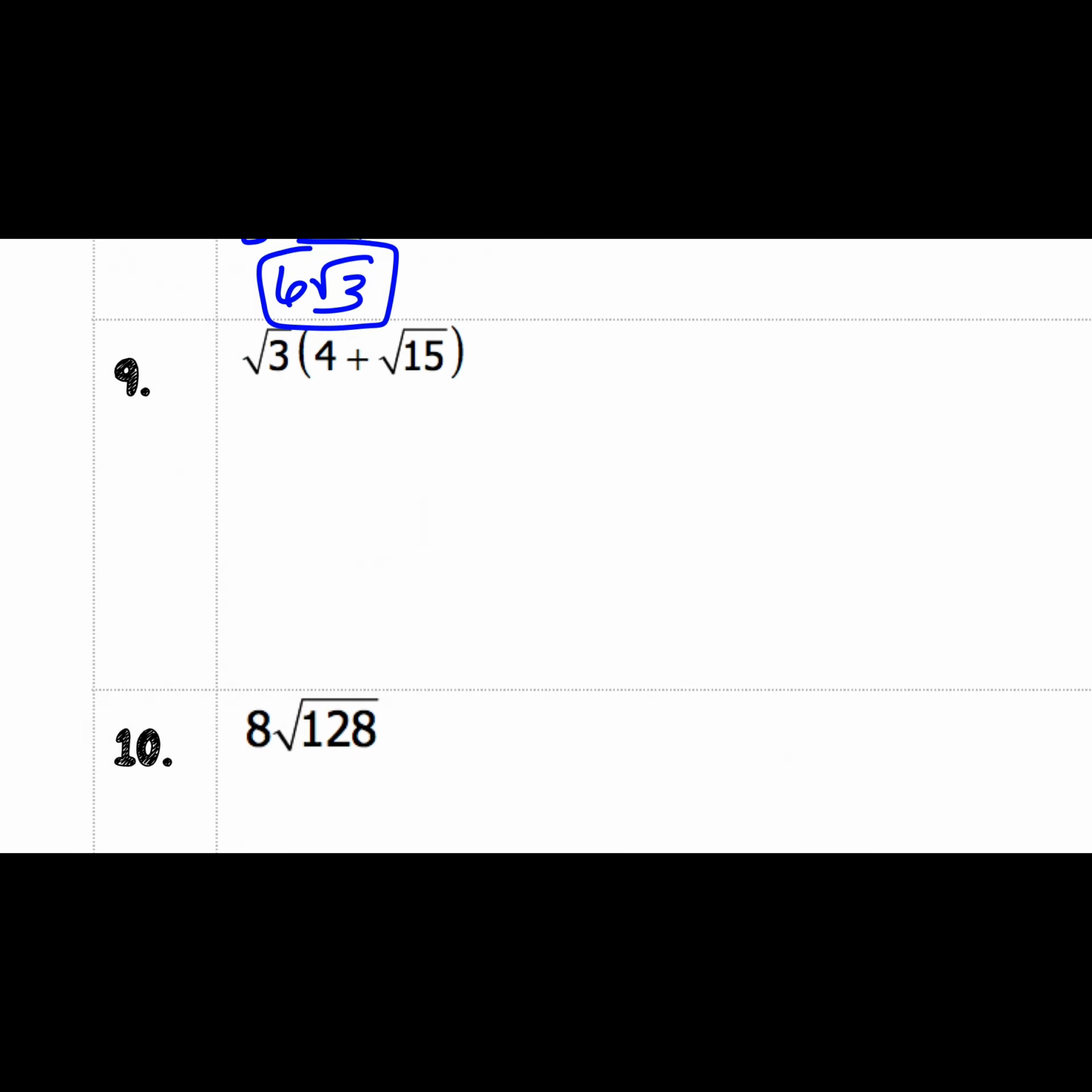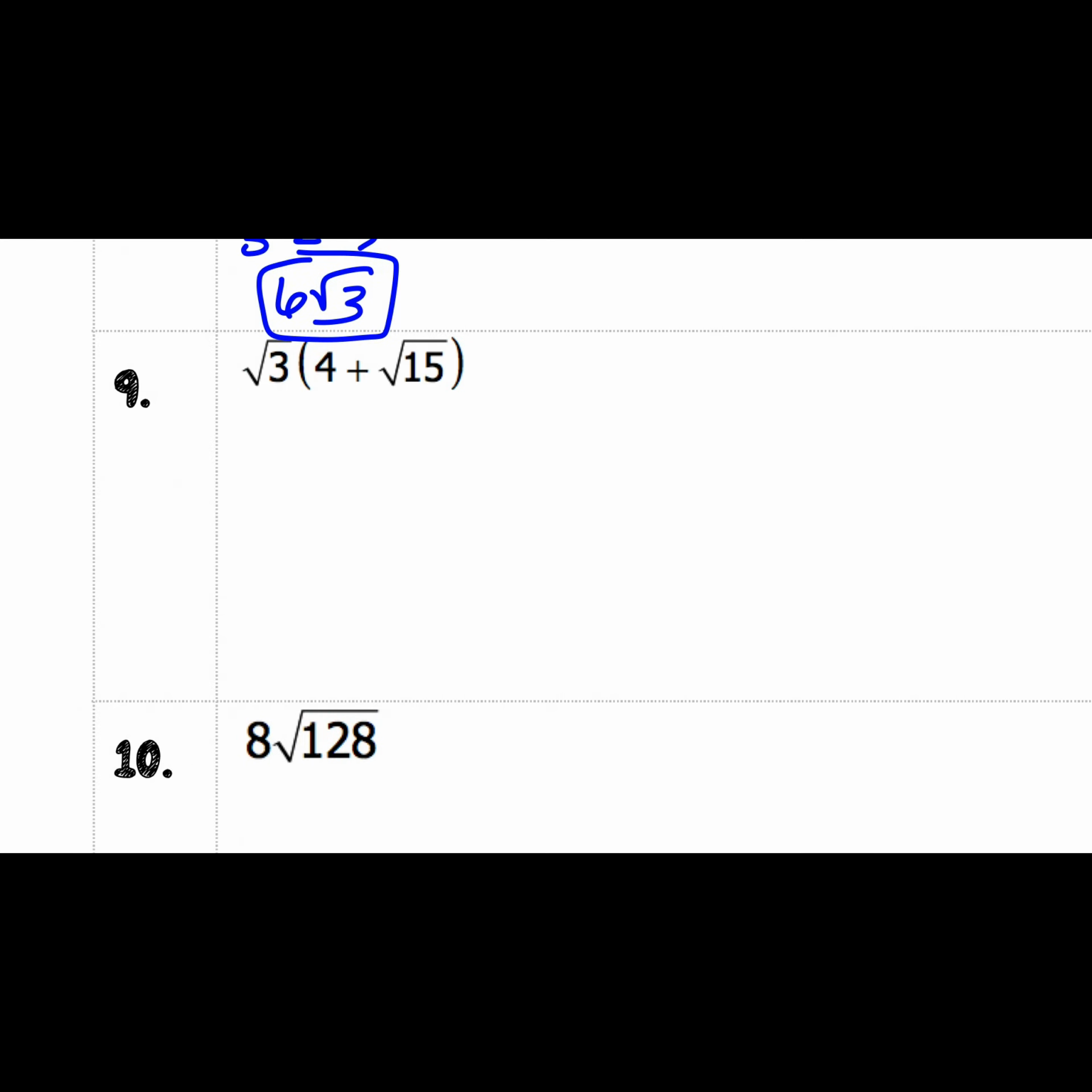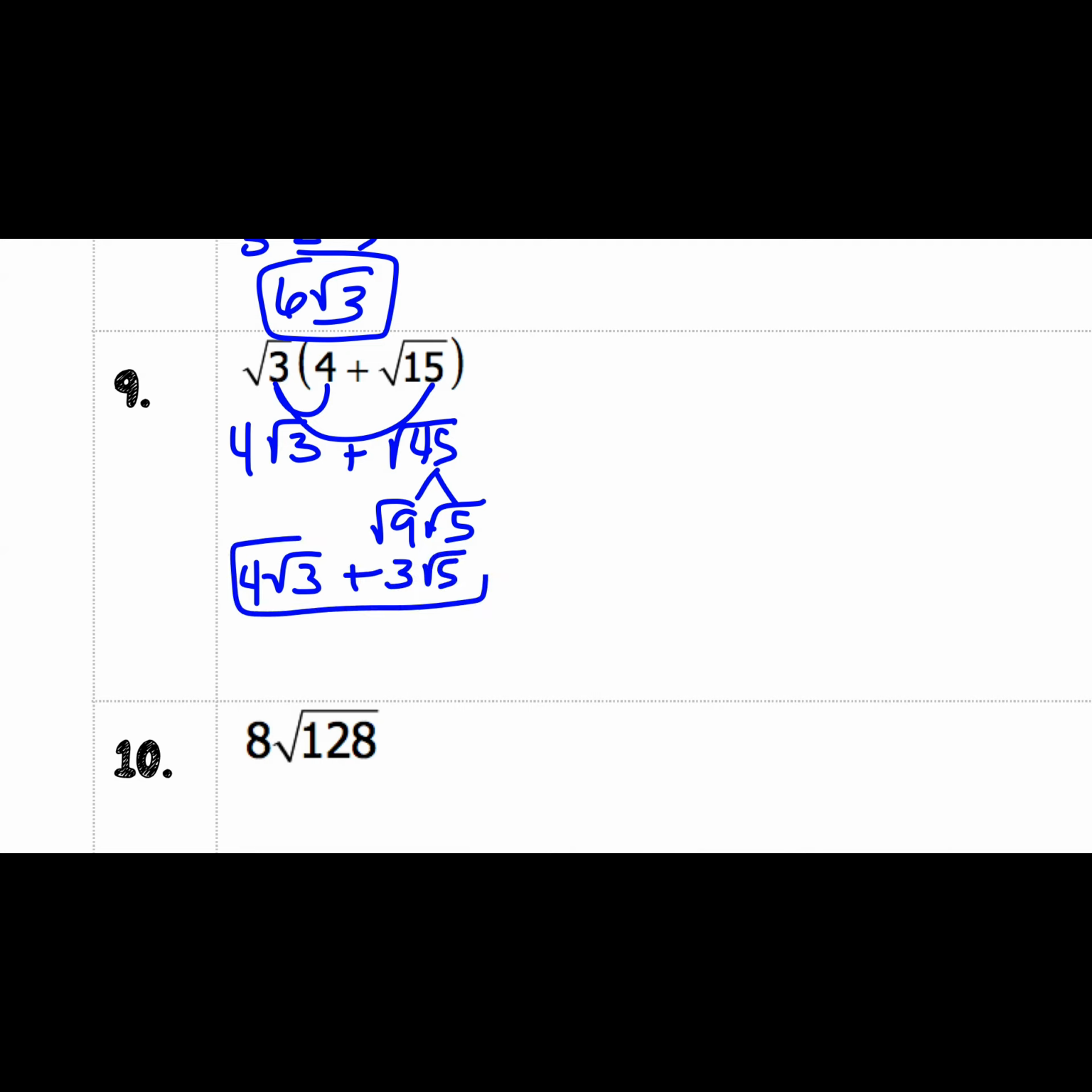Looking at problem 9, I know we didn't do too many of these, but it's the same process, it's just now you're distributing. So here we have the square root, 4 square root of 3, plus, when I multiply these two square roots, I get square root of 45. Now the square root of 45 can be broken down by 9 and 5, so I end up with 4 square root of 3, plus the square root of 9 is 3, and square root of 5 is left over.